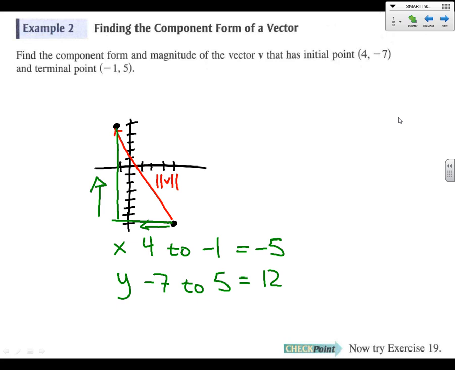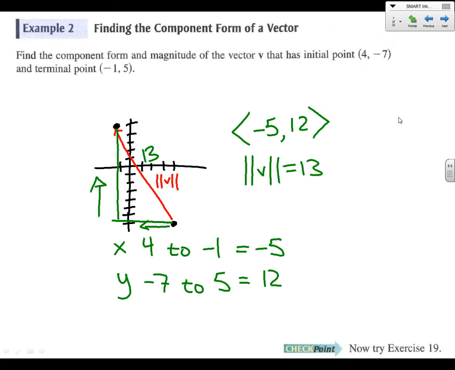So to write this in component form, you're going to write -5, 12. To get from where we start to where we finish, we're going to go left 5 and up 12. The magnitude is just the distance between those two things. So that's the Pythagorean theorem. We can do this without doing the distance formula because a 5, 12, 13 triangle is a Pythagorean triple. So the magnitude of V is 13.